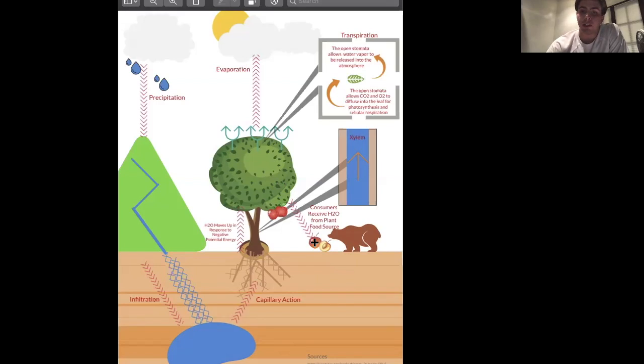And then one last point here, to complete the cycle and see how consumers are tied into the distribution of water: animals can get water basically from just eating the plant or the food source, the fruits that come from the plant, and that's how they can get water.